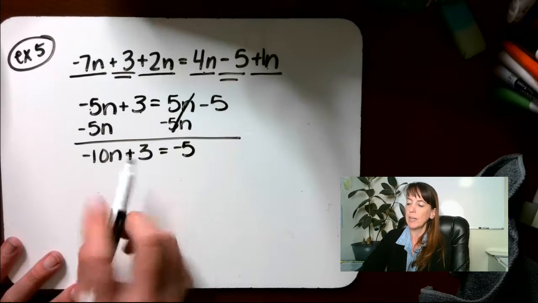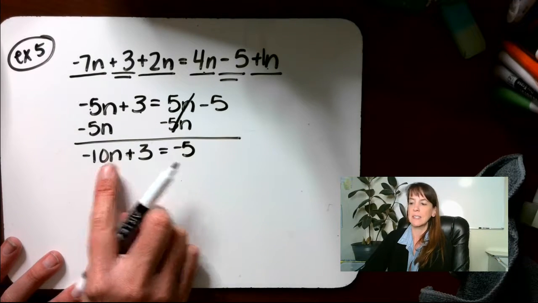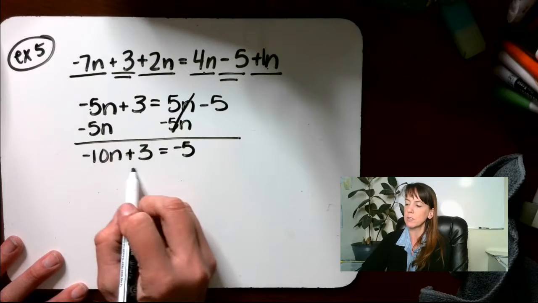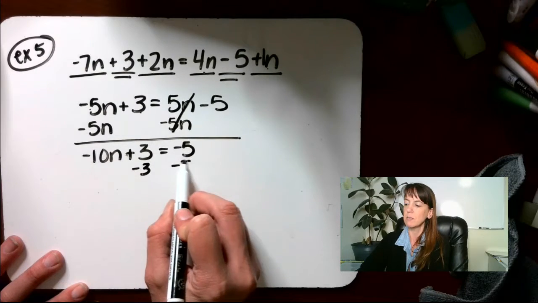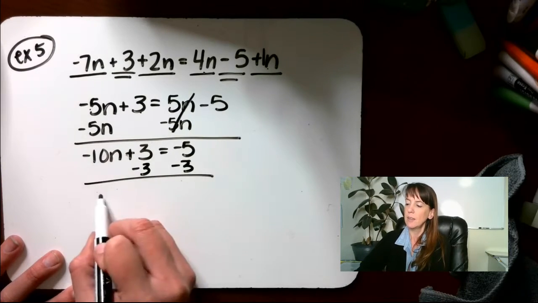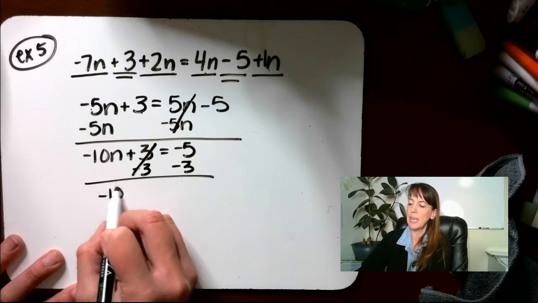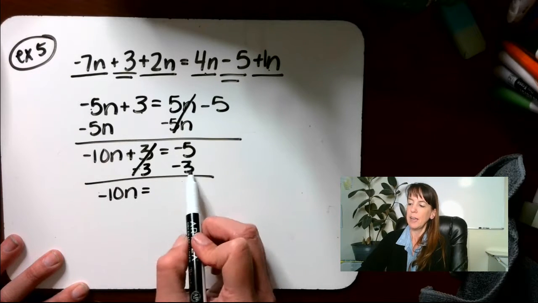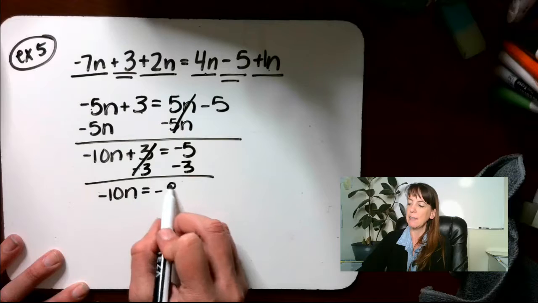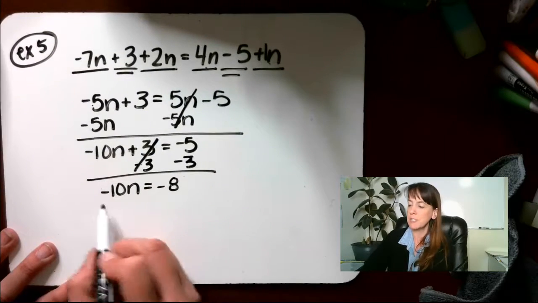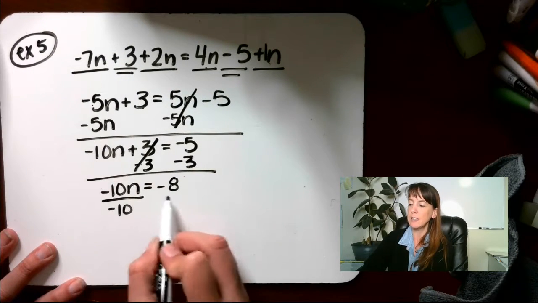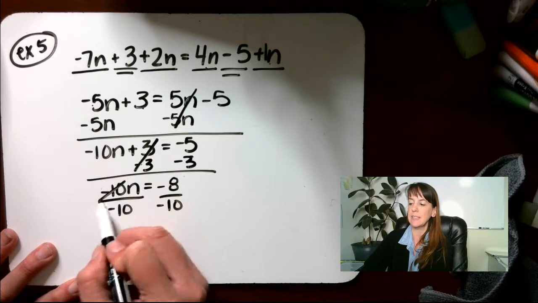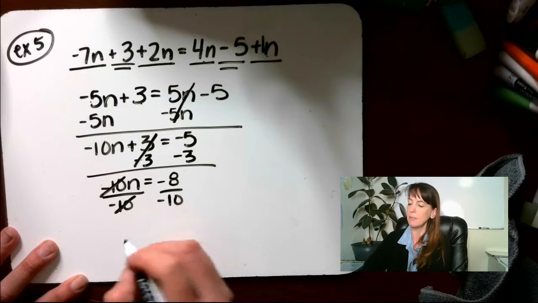Okay, now we're in a position to get this chunk by itself by moving this chunk over. So minus 3, minus 3. These guys cancel out. Negative 10n equals negative 5, 6, 7, and 8, so that's negative 8. Now we're in a position to divide. Divide this by negative 10, divide this by negative 10. If we do that, these cancel out, and I get that n all by itself.